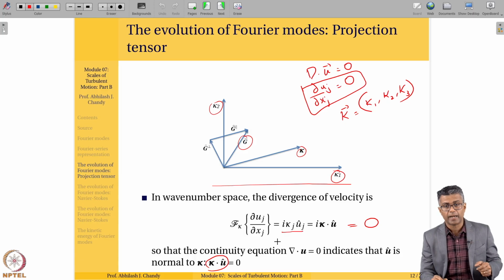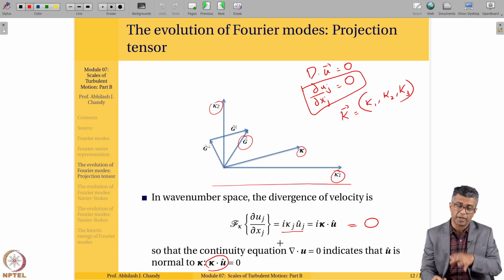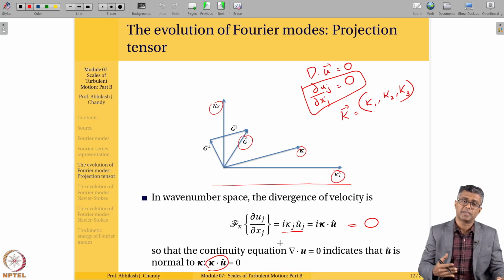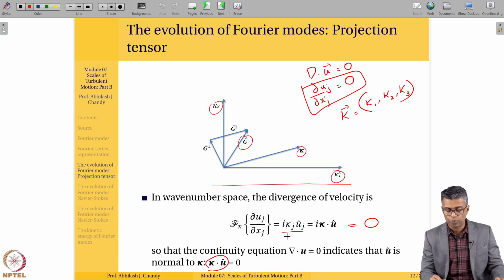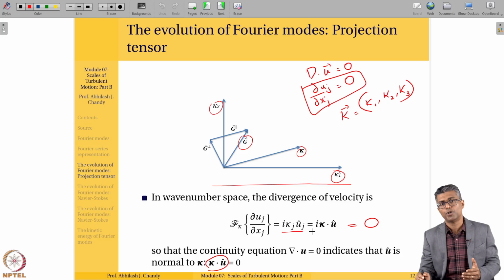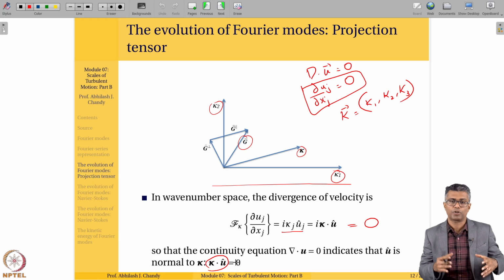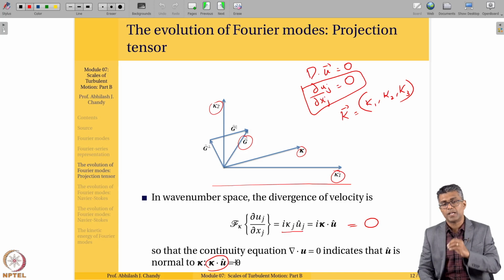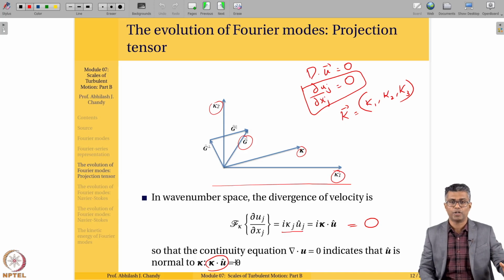And then we used what we had learned about the Fourier transform applied to a derivative. It would be i kappa times the Fourier mode of the velocity itself. So it would be i kappa j uj, or i kappa dot u in vector notation. That would be equal to 0, which means kappa dot u is equal to 0 according to the continuity equation. So kappa dot u is equal to 0 is your continuity equation in Fourier space.